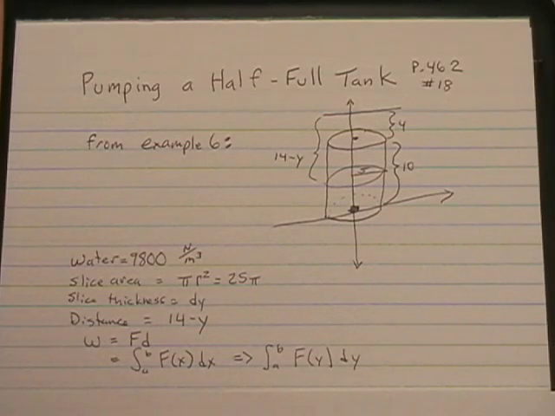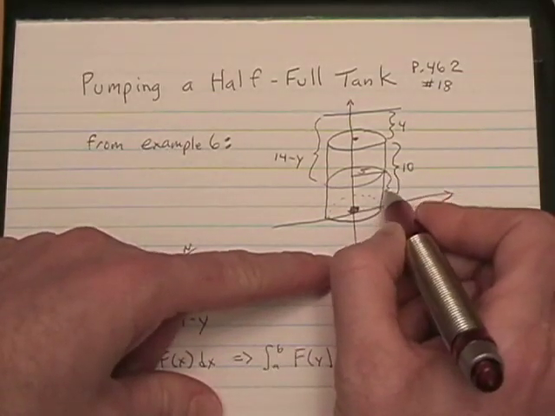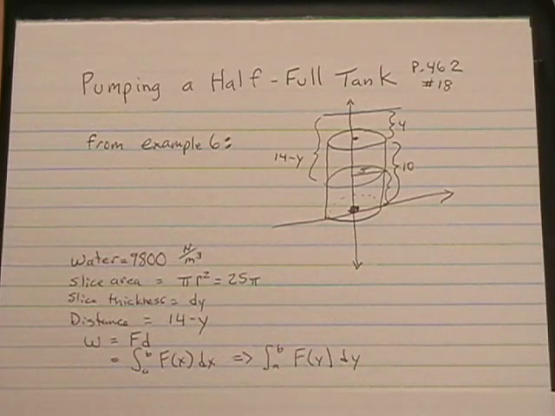In this particular problem, they say, suppose that instead of being full, the tank in example 6 is only half full, which means the water goes to a distance of 5 meters. How much work does it take to pump the remaining water to a level 4 meters above the top of the tank?